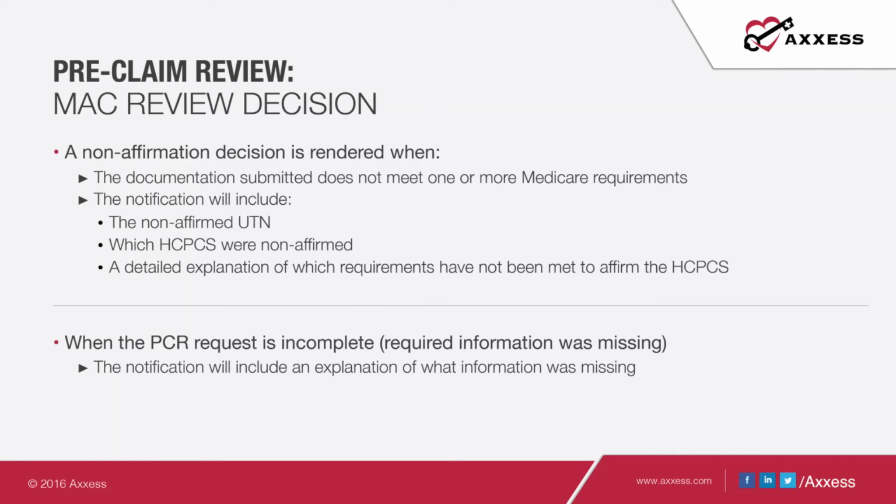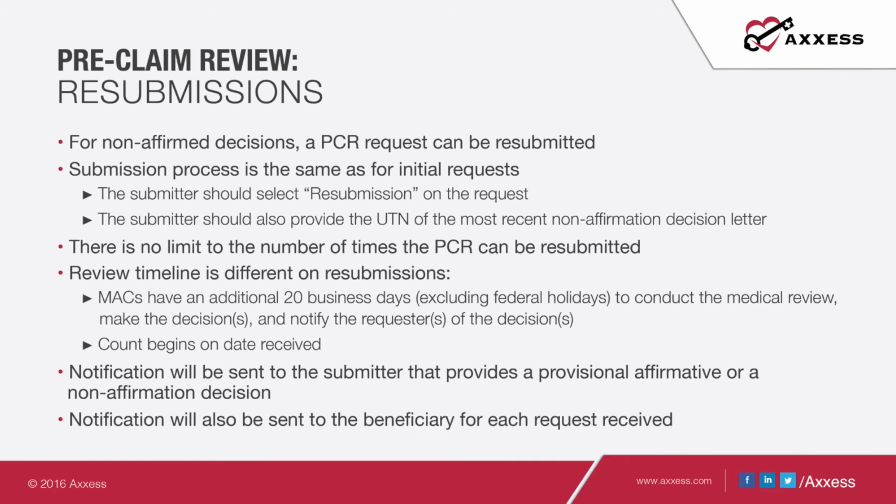There are two other types of MAC review decisions that you might get notification of. One is a non-affirmation decision, and that's rendered when the documentation that you submit does not meet one or more of Medicare's requirements for payment. Now, that non-affirmation notification will include the non-affirmed unique tracking number, which HCPCS were non-affirmed, and a detailed explanation of which requirements have not been met to affirm the HCPCS codes. Now, if you should get an incomplete, that means that your pre-claim request had some information that was missing. So your notification in that case would tell you particularly what information was missing, and you would not get a UTN in that case. For non-affirmed decisions, a pre-claim request can be resubmitted.